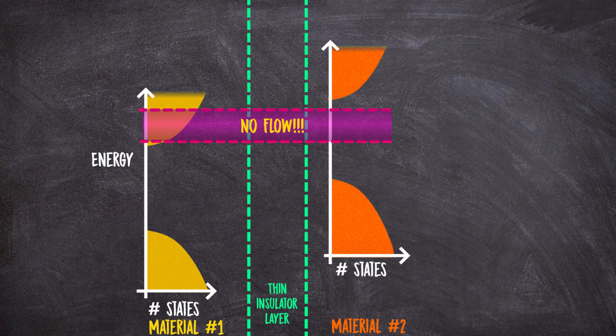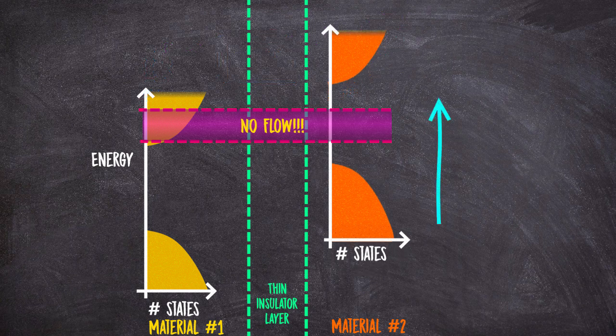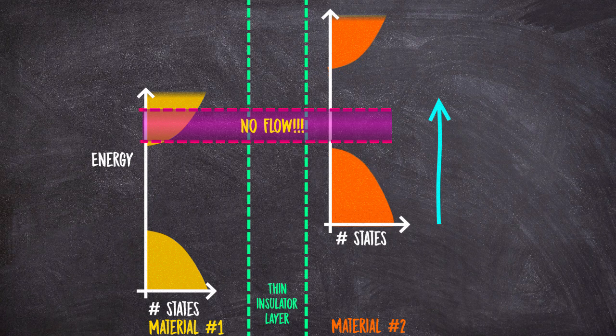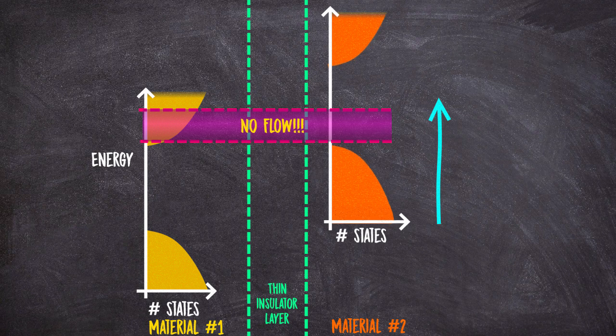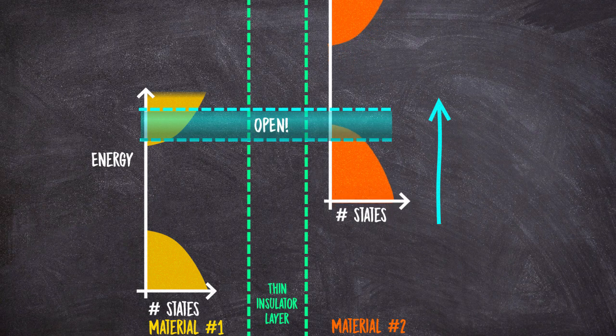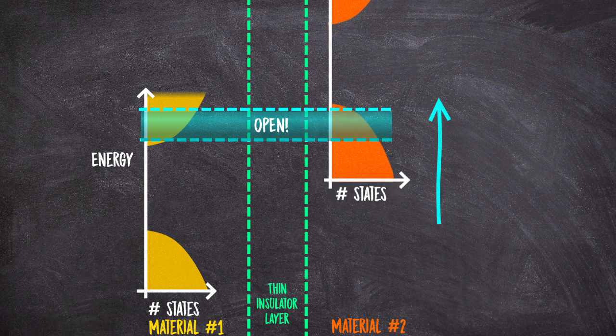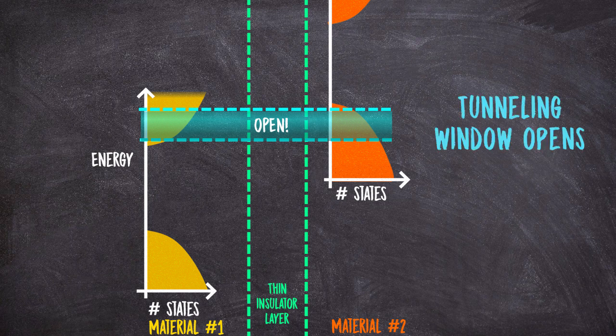So then what happens if I apply voltage to this system so that I shift their states even more apart like this? Well, at first that might seem like a terrible idea, looks like it's making things worse and worse. Except, look what happens once you hit a very specific critical voltage. Suddenly there opens up a path for electron flow via tunneling of electrons from this band through the thin insulating layer into this band. We say that a tunneling window has opened.